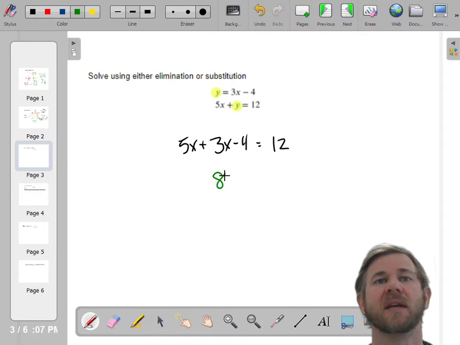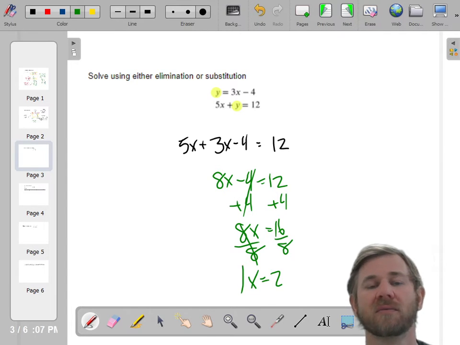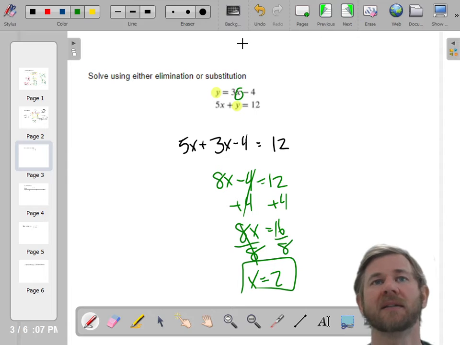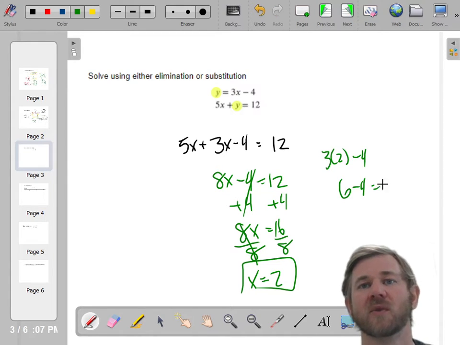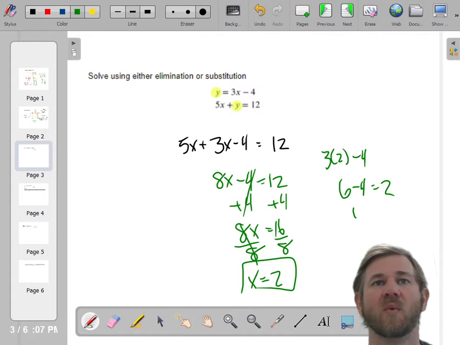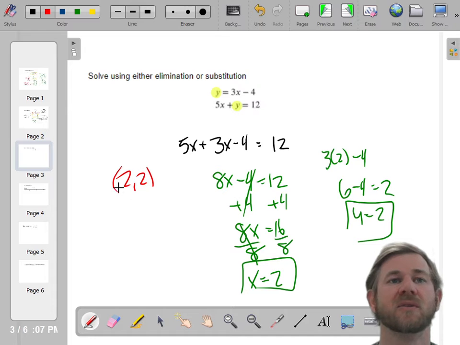5 plus 3 is 8x. I can add 4 to both sides. 8x is 16. I can divide both sides by 8. X is 2. Cool. Now I'll plug that in. 3 times 2 minus 4. 6 minus 4 is 2. So that means y is 2. So the answer is 2, comma 2.